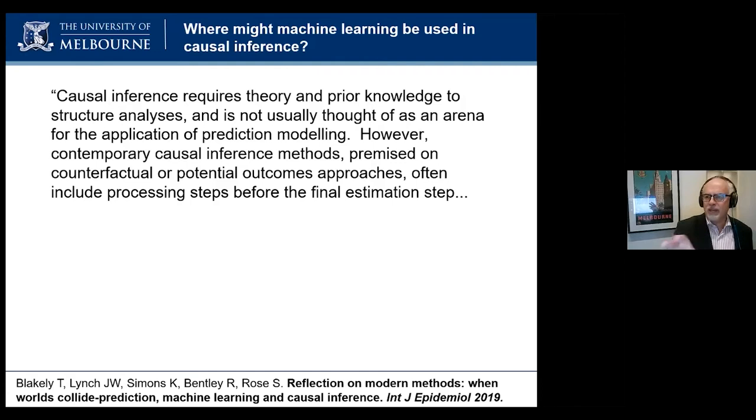But the general process of scientific discovery here, from our point of view: think, structure, DAG, analysis. Anyway, where did we get up to? Only the second sentence: and is not usually thought of as an arena for the application of prediction modeling. That's the way we used to think up until 10 years ago, I guess.